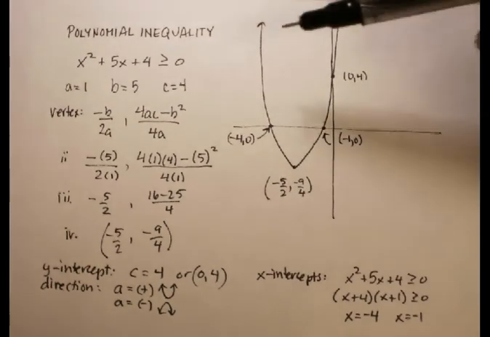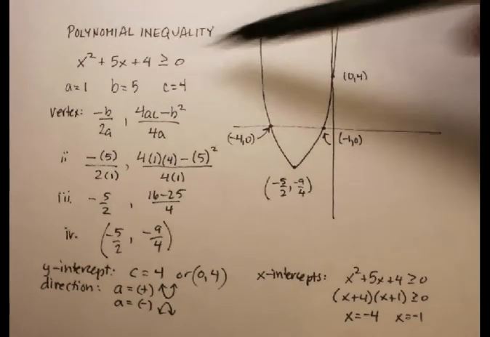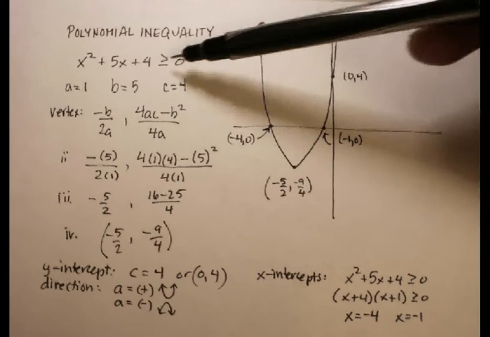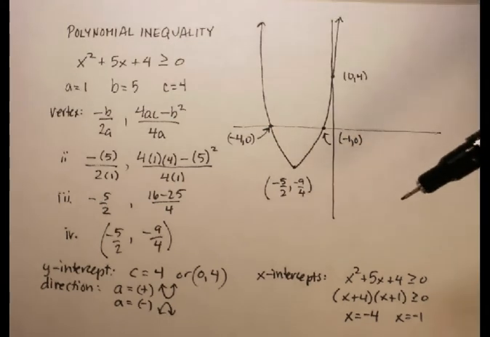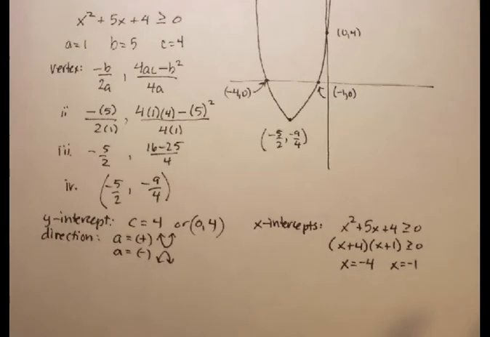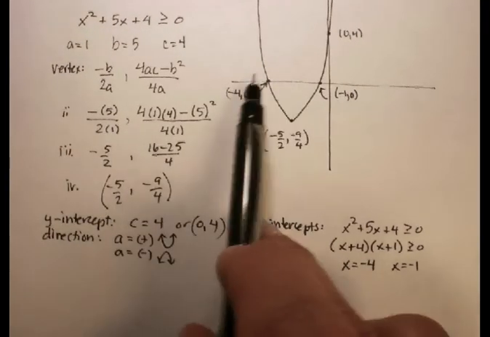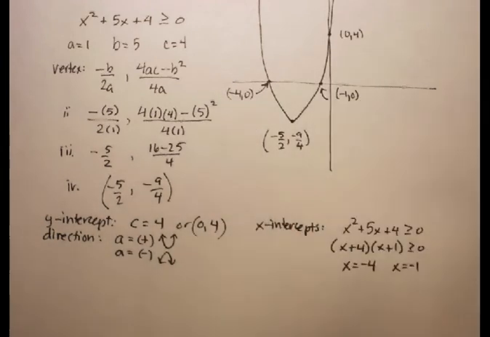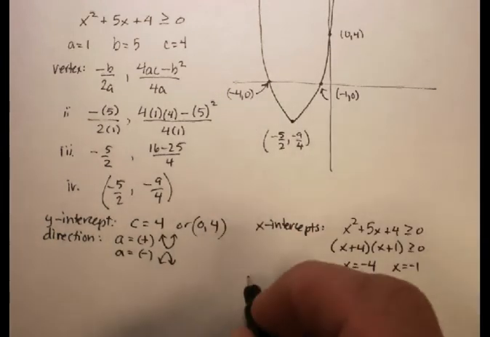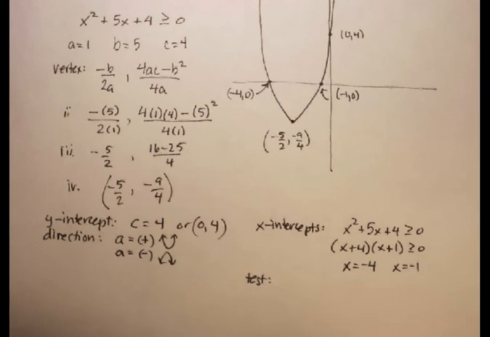Now, if I just wanted to sketch this as an equality, this would be my parabola. But don't forget, it is an inequality, so I've got some shading to do. What I need to consider is that since my parabola divides my x-axis into basically three regions, I've got three regions to test. I want to see whether I'll be shading inside or outside.